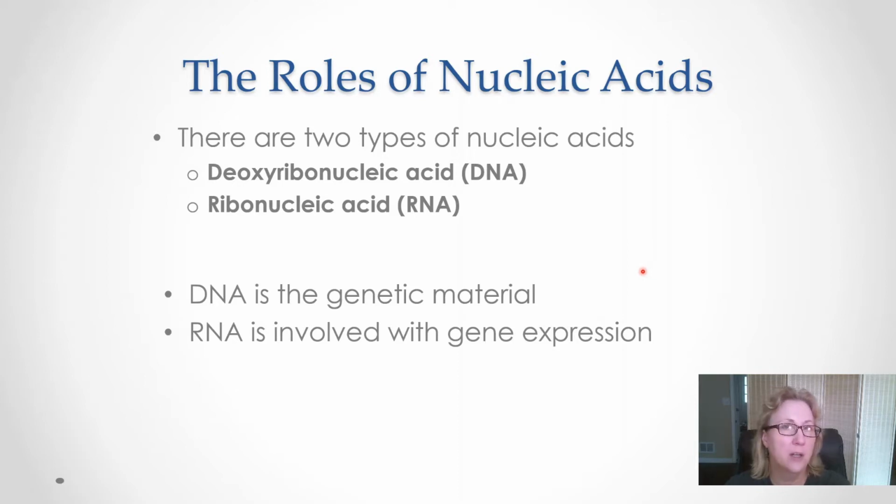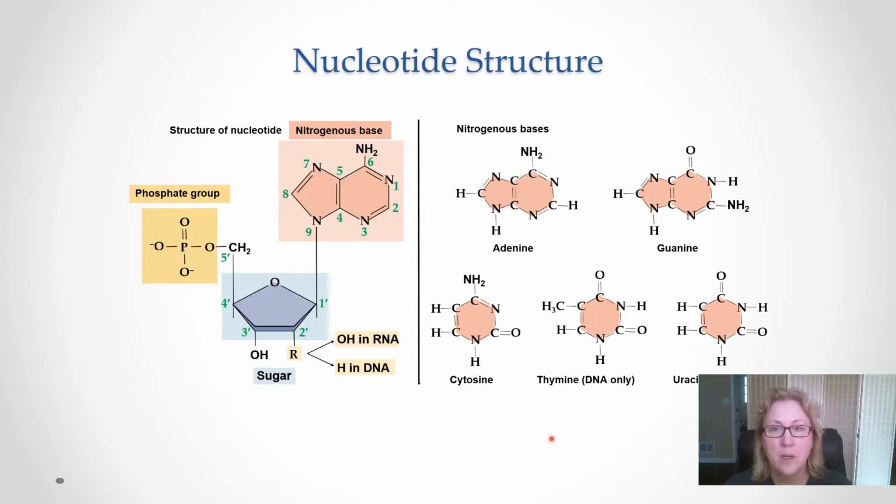RNA is how our genes get expressed. So when a gene is turned on, what is made first is RNA. And the monomers for nucleic acids are nucleotides. And nucleotides are a bit more complex in structure than amino acids are, or the monomers for carbohydrates, which are sugars. There's three parts to a nucleotide.